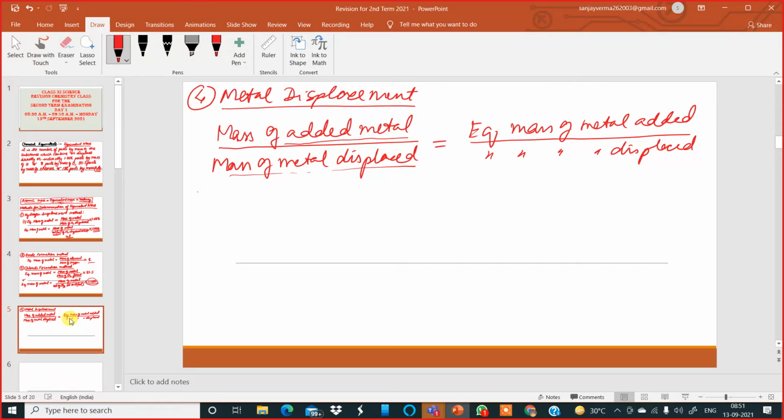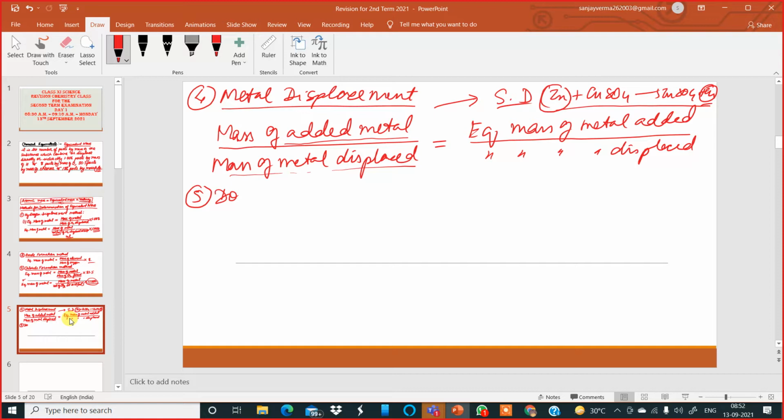Now the next method is called the double decomposition method. This one is for simple displacement reactions. Wherever there is a simple displacement reaction, suppose you are reacting zinc metal with copper sulfate solution, the zinc becomes the metal added, and what is formed is zinc sulfate plus copper. The copper is the metal which is displaced. For such situations, whenever a simple displacement reaction is happening, we apply this formula, which is called the metal displacement method.